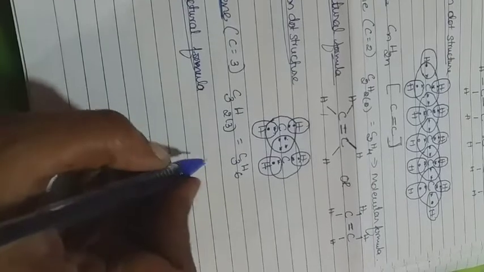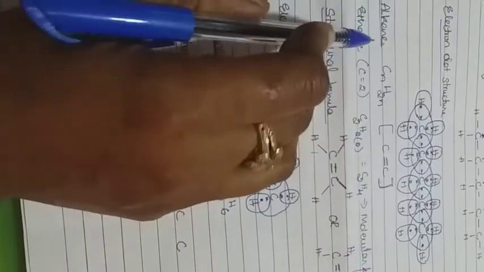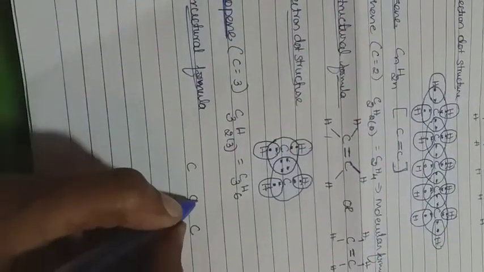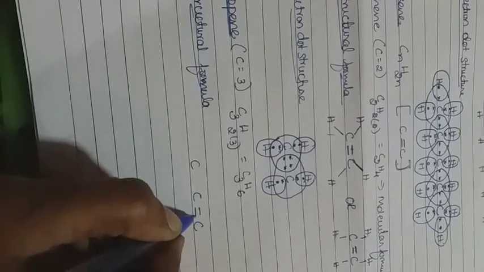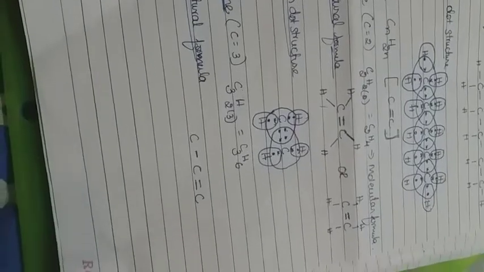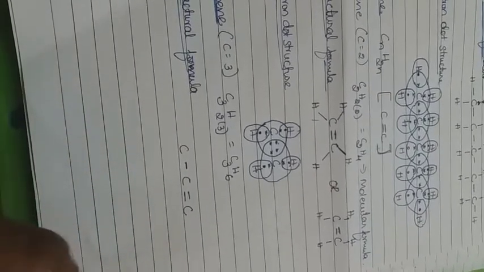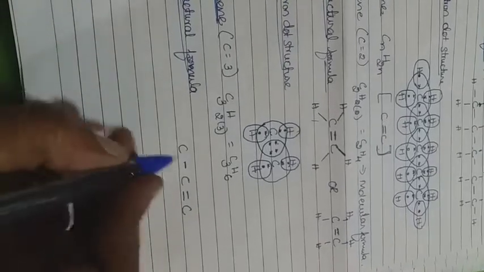So how many carbon atoms are there here? 3 carbon atoms. Write 3 carbon atoms, and in one place, as I told you, we want to put the double bond. That shows they are the alkene group of hydrocarbons. So let's put a double bond in one place. The remaining will be single bonds as usual. In one place only we want to put the double bond, not in all the places.